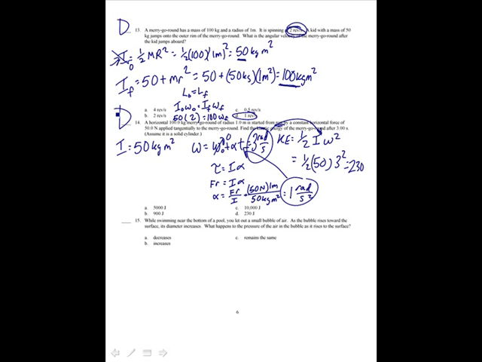14 is D. When swimming near the bottom of a pool, you let out a small bubble of air. As the bubble rises toward the surface, its diameter increases. What happens to the pressure of the air in the bubble as it rises to the surface? As it rises, P is equal to rho GH. So as H decreases, that means that P decreases as well. So number 15 is A.